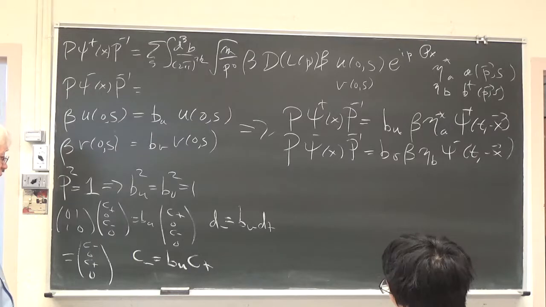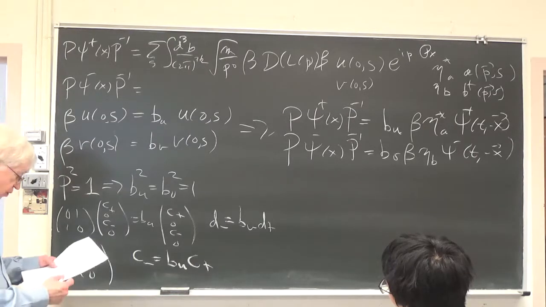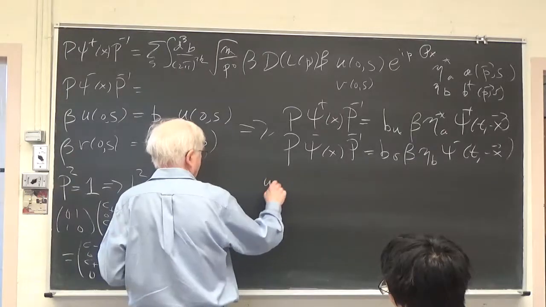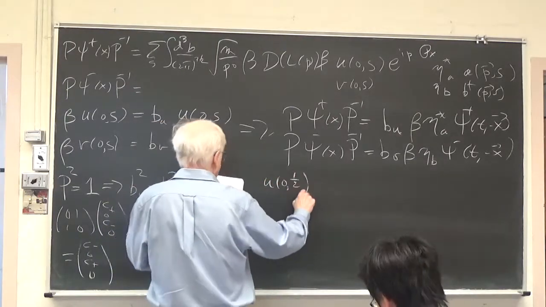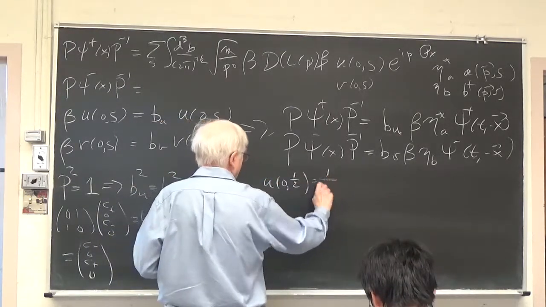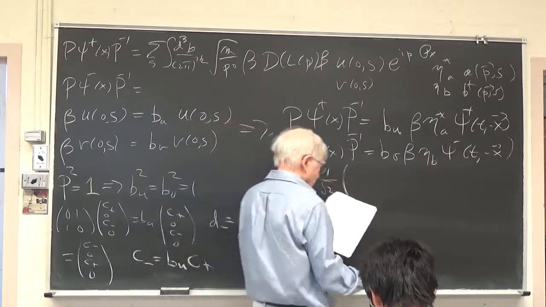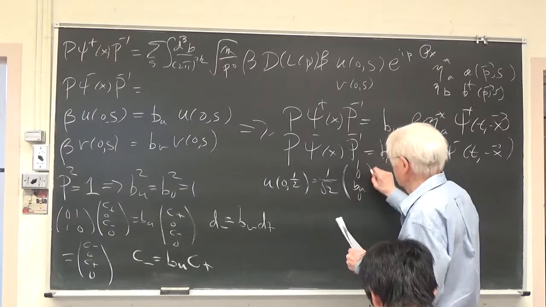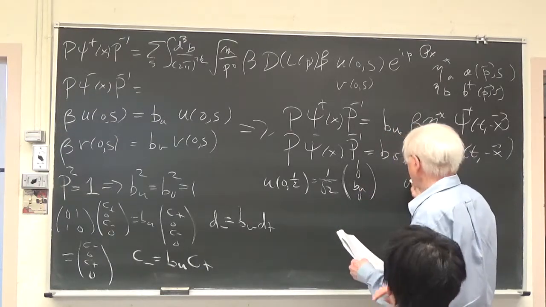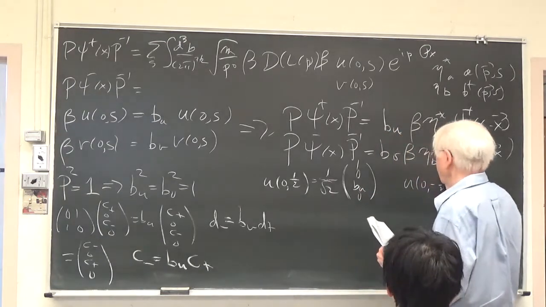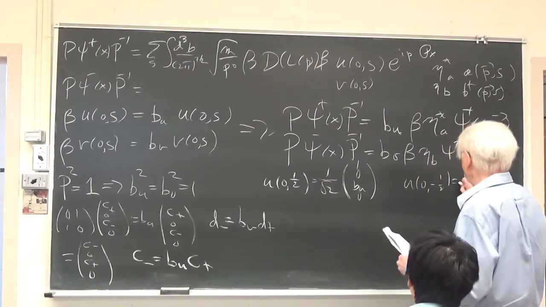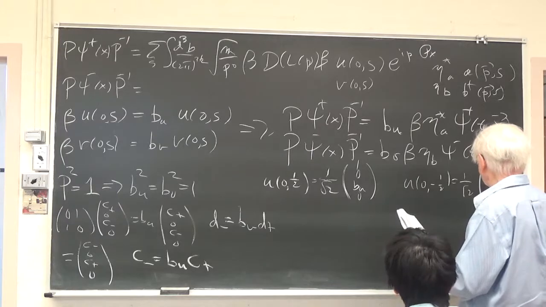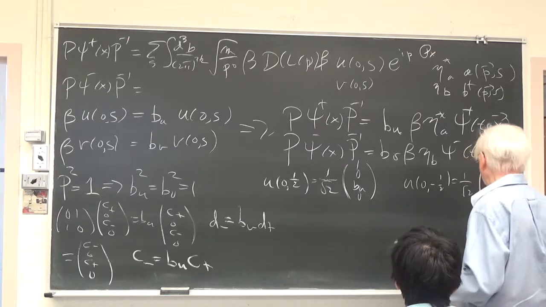And once we've done that, then we have our spinors: U of 0 and 1/2 is 1 over root 2, 1 0 BU 0, U of 0 and minus 1/2 is 1 over root 2, 0 1 0 BU.